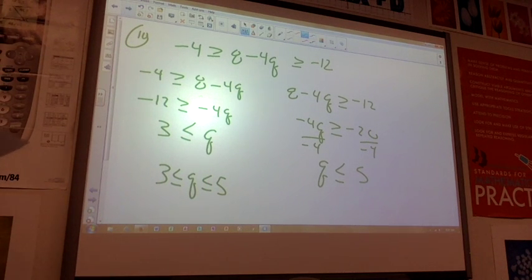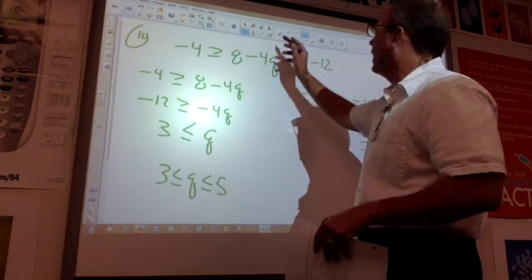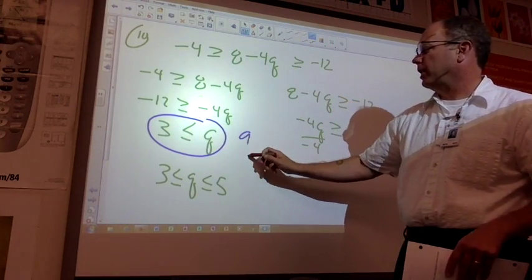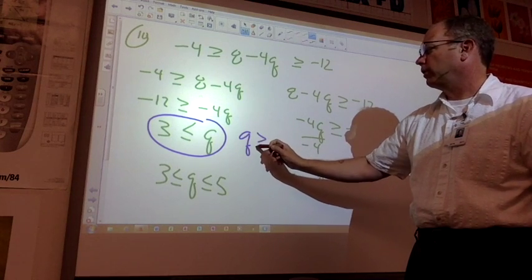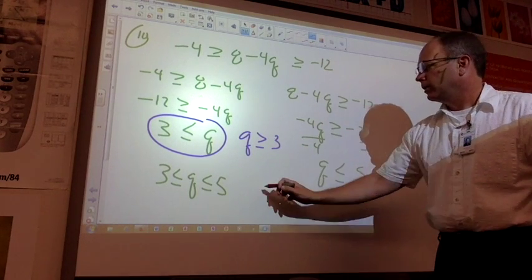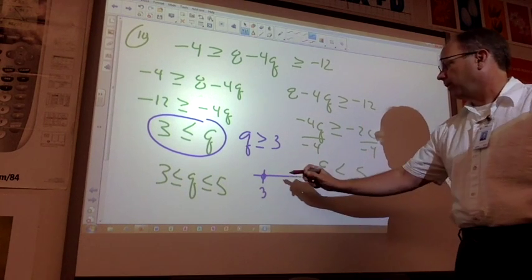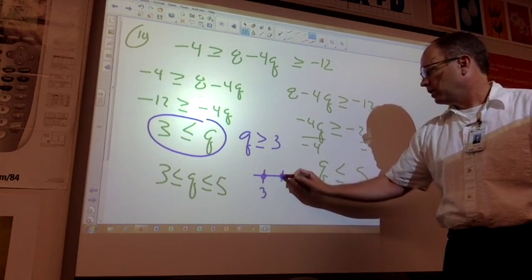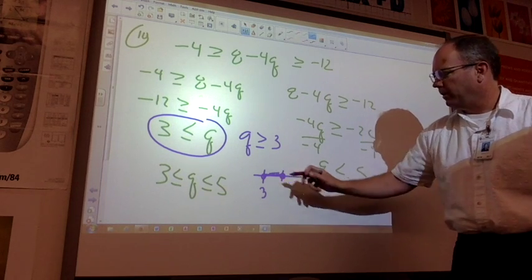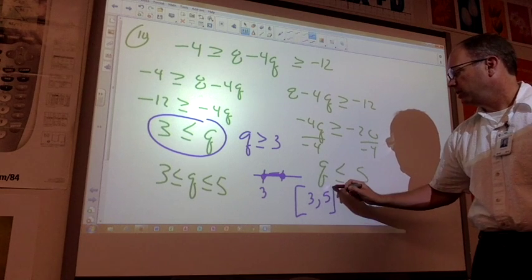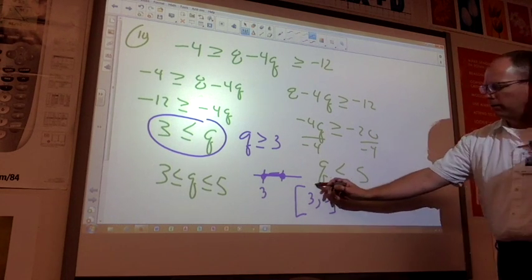What I would look at here, sometimes it's hard to comprehend in your head what's going on with that, so flip the whole thing over. On a number line, you have 3 and 5, and they're shading together. So that means it's going to be a square bracket at 3, square bracket at 5, done. So that's your interval notation right there.